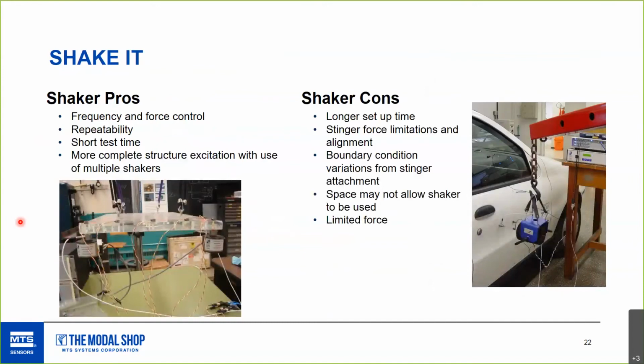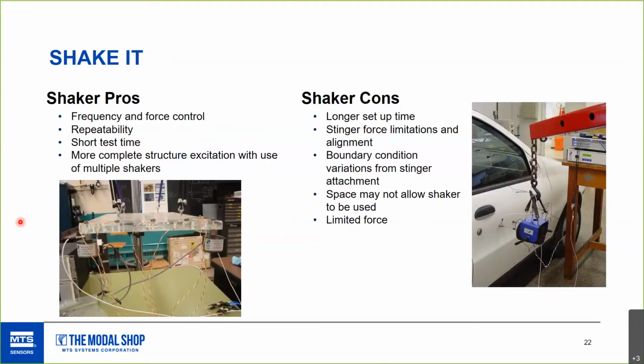So getting to shakers a little bit now. Shakers are the alternative to hammers. Let's quickly go through a few of the pros and cons of shakers. Shakers have the ability where you can really control the frequency content you're inputting into the structure, as well as your force control. So it makes them a very repeatable method of exciting the structure.